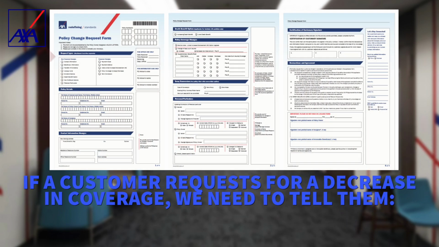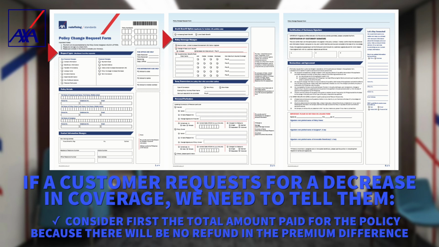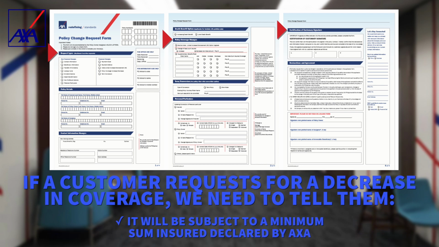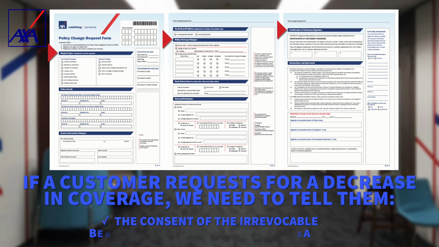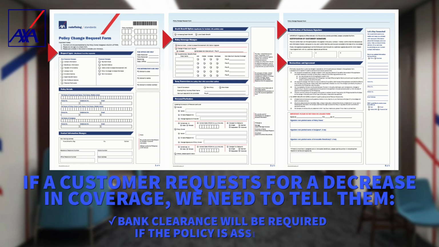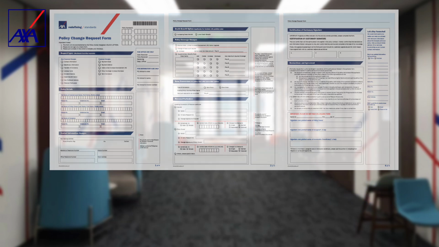If a customer requests a decrease in coverage, we need to tell our customers to consider first the total amount paid for the policy, because there will be no refund in the premium difference, and it will be subject to minimum sum insured. Also, the consent of the irrevocable beneficiary is required if there's any. Bank clearance will be required if the policy is assigned.